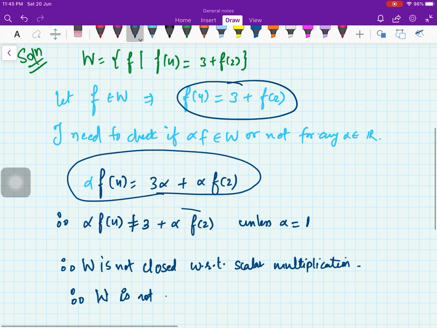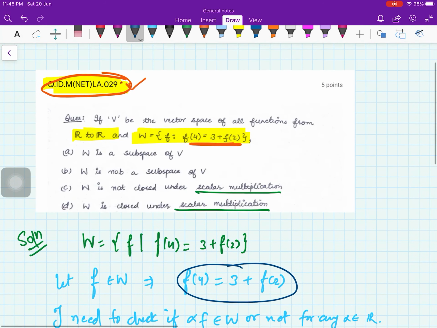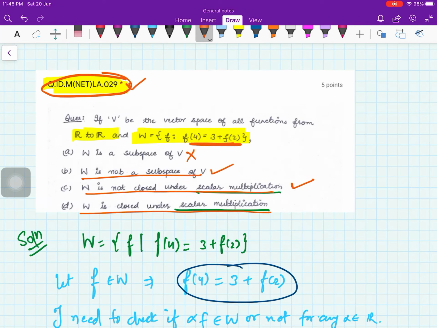Therefore it is not a subspace. W is not a subspace. So you go back to your problem and look at the options. W is a subspace, answer is no. W is not a subspace, yes. W is not closed with respect to scalar multiplication, yes. W is closed with respect to scalar multiplication, no.